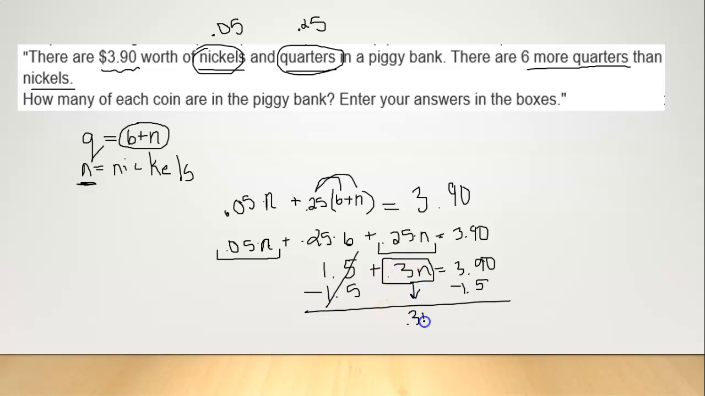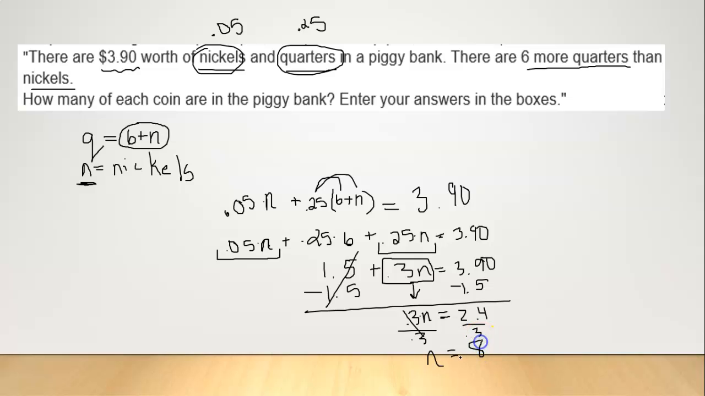Bring down the 0.3n. And you can absolutely use your calculator for this problem. 3.9 minus 1.5 is 2.4. Now our last step is to get this n by itself still. So this is 0.3 times n. So we need to do the inverse of multiplication, and that's division. So we're going to divide both sides by 0.3. And you get n equals 8.